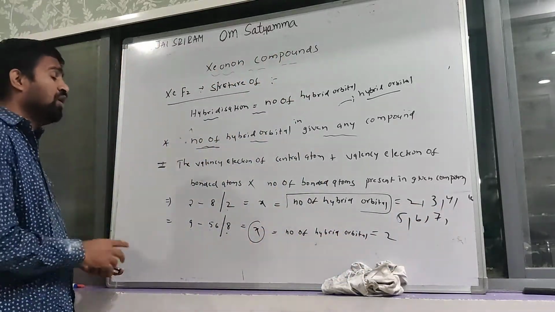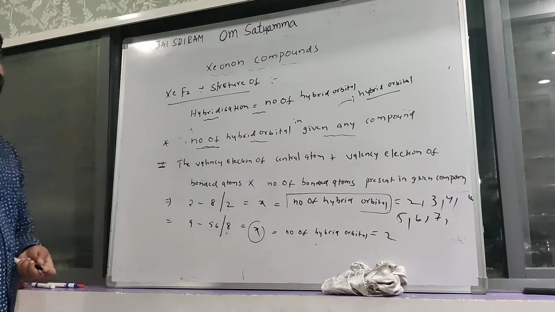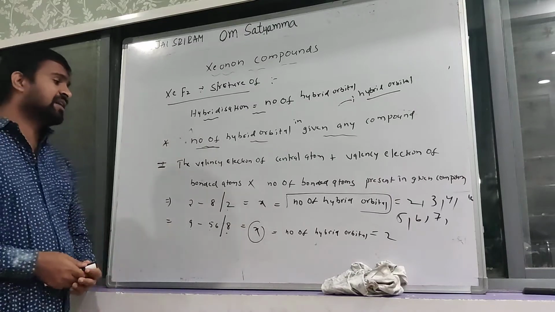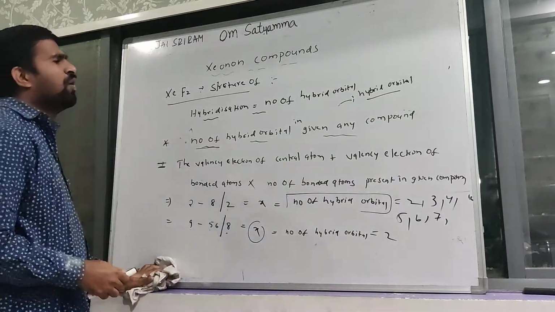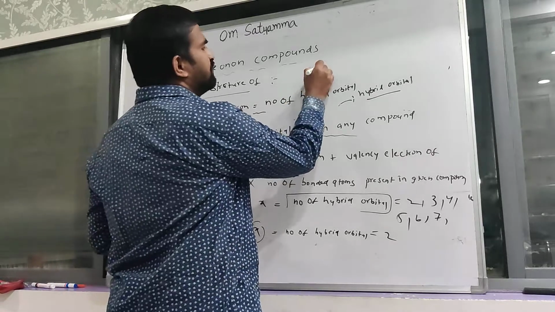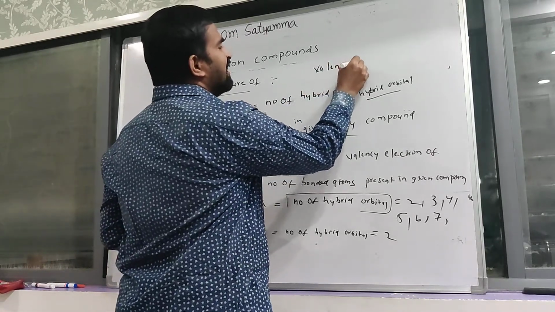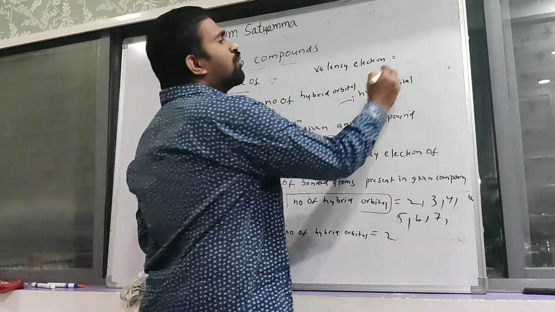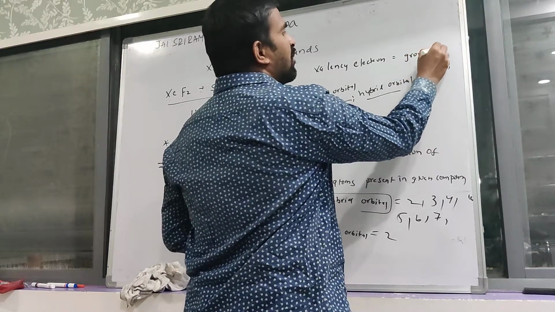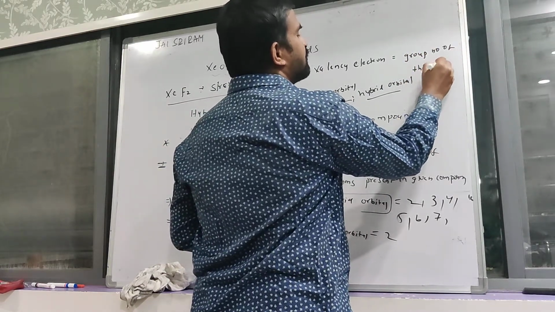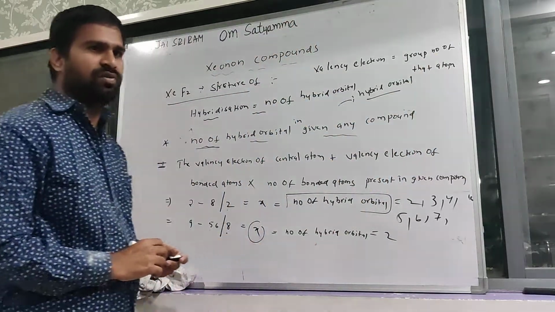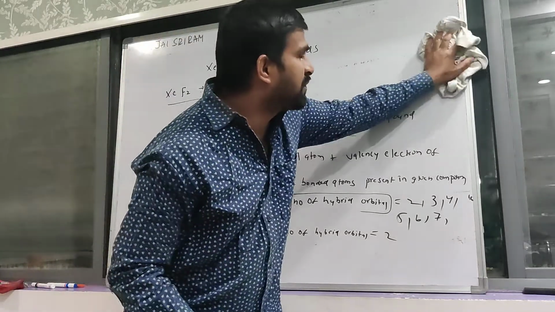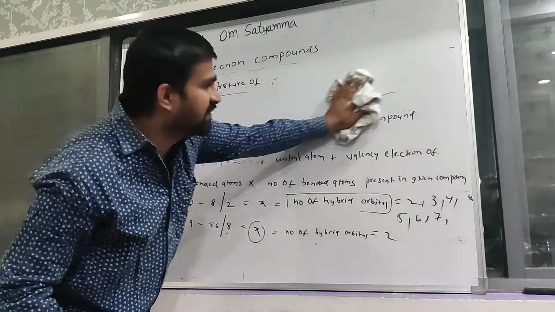Here, very important: what are valence electrons? How do we find the valence electrons of the central atom and of the bonded atom? Simple trick: the valence electrons of any atom are equal to the group number of that atom. Clear? Group number of that atom. Okay, this is the principle for finding the number of hybrid orbitals in a given compound.